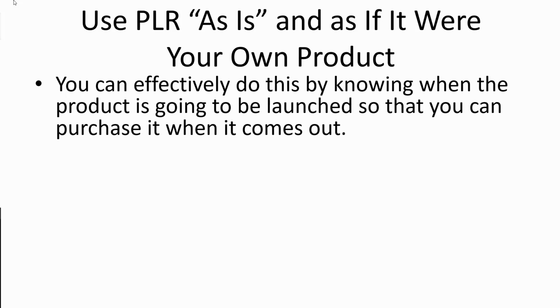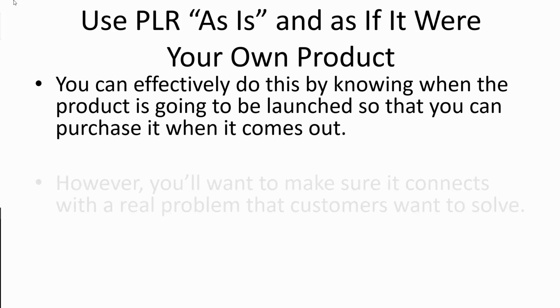And you can really most effectively do this if you already know when that product is going to be launched. So obviously, you're going to want to have looked at the product launch calendar on places like Muncheye and JV Notify so that you can purchase it when it comes out. And then you can literally get in front of the people that you're going to be mailing to.